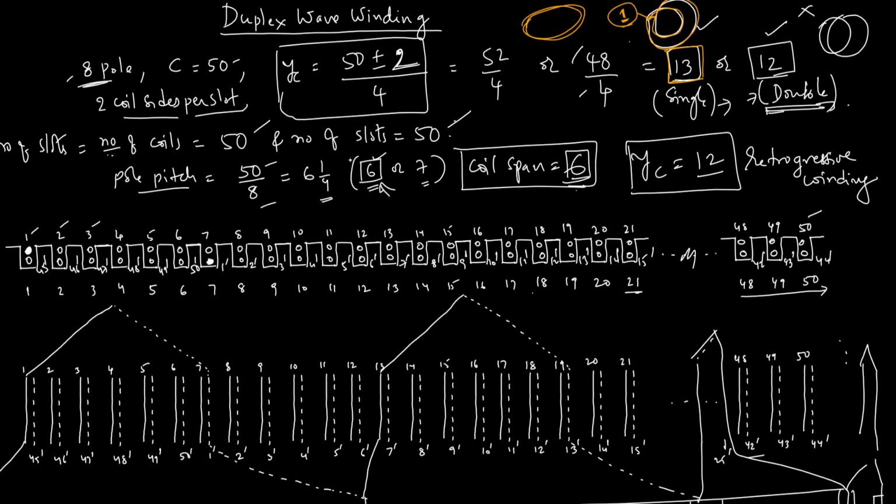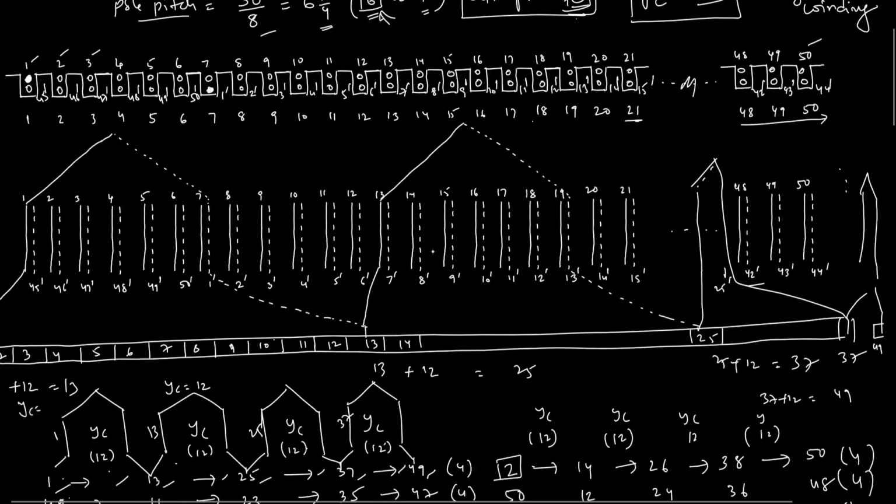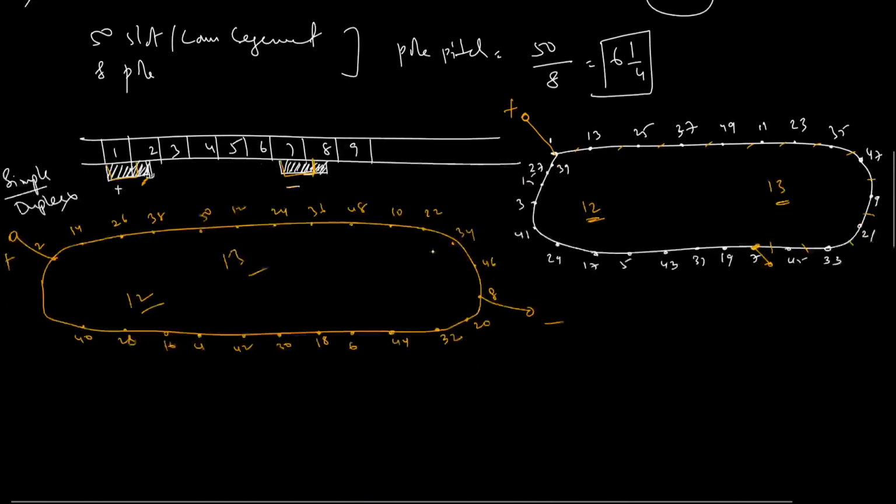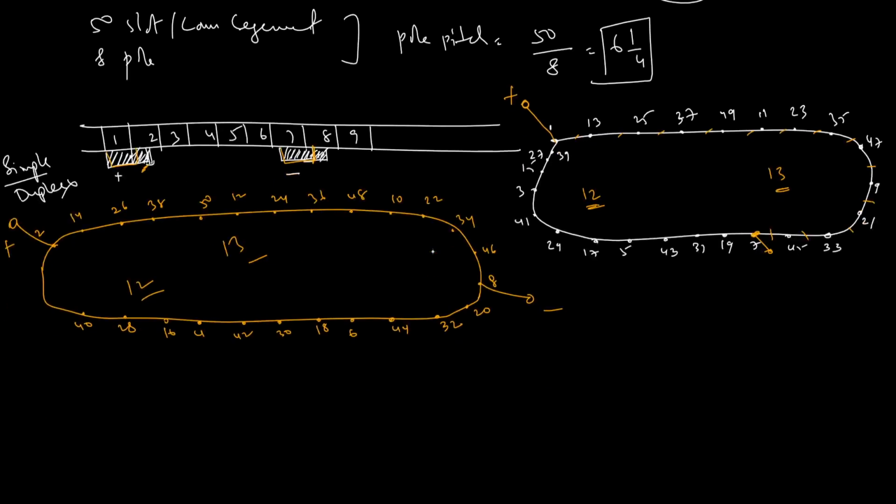If I connect the adjacent brushes like this, we will have four parallel paths. Okay, so here also how many? Actually in a wave winding we have only 2 parallel paths, but due to this duplex nature, we have 2 parallel paths in one circuit and 2 parallel paths in the other circuit. So altogether we have 4 parallel paths in the duplex wave winding.